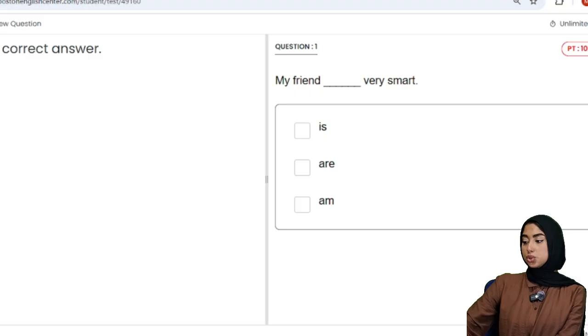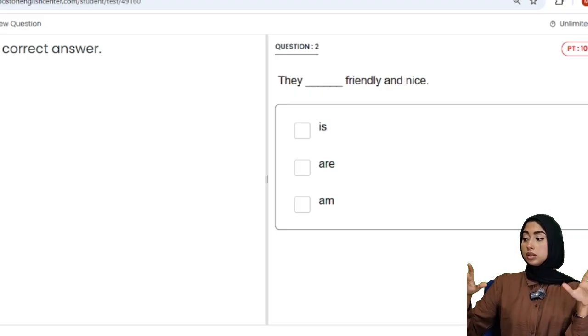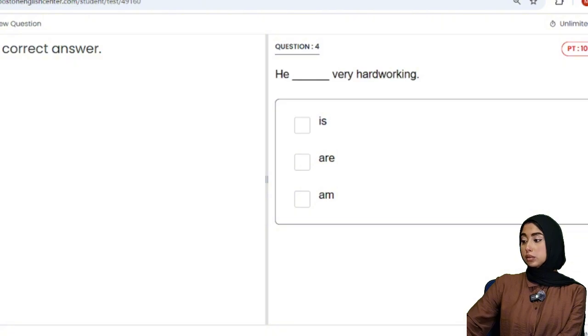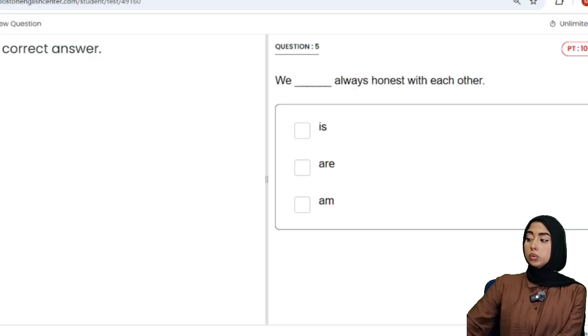Simply, all you have to do is just to choose the correct answer. So question 1, my friend, my friend, only one. Yes, is very smart. Thank you. Question 2, they, they, yes, are friendly and nice. 3, she, quiet but kind. She is, thank you. 4, he very hardworking. He is very hardworking. Yeah.